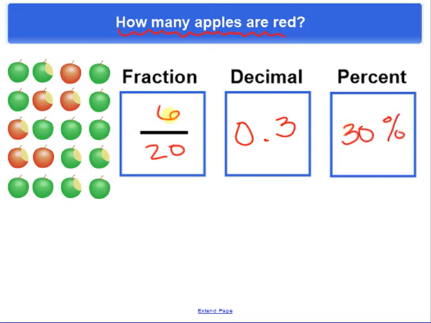Okay, you should have gotten 6 out of 20 apples are red. That would translate into 0.3, and you could have gotten there by using your calculator, or you might have seen that you could have reduced this to 3 over 10, which would give you 3/10, and that changes into 30%.